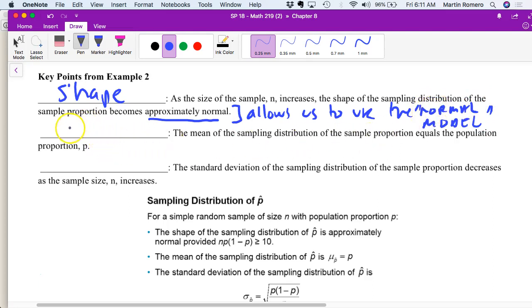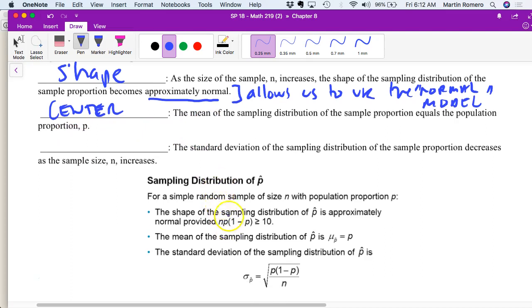The second big takeaway, key point, is the idea of center. The mean of the sampling distribution of the sample proportions equals the population proportion. And so that's an important idea, and you can see that gets summarized below. What we're talking about here is that the mean of all those p hats is going to be equal to p, which is the population proportion.